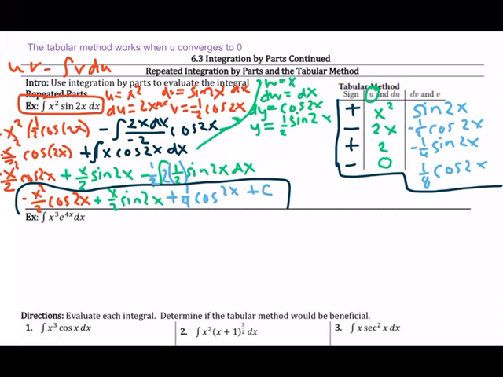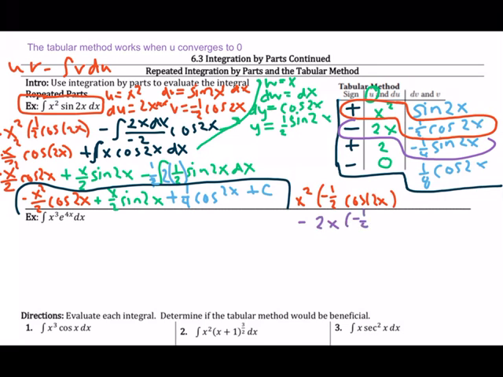So now that we have done this, you are going to ignore the first dv value, and you're going to take everything here and multiply it together. So that's going to give me x squared times negative 1/2 cosine of 2x. And then you're going to do the same thing with the next part, minus, and I'm running out of space, so I'm going to just go under, minus 2x times negative 1/4 sine of 2x, plus the last part, plus 2 times 1/8 cosine of 2x.